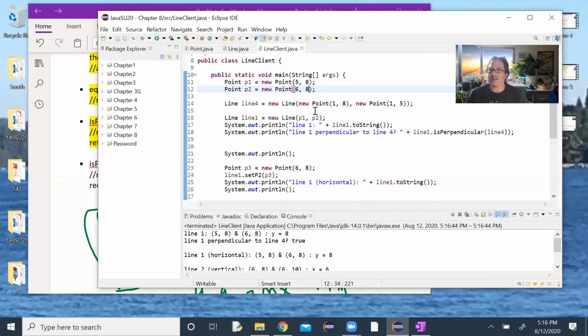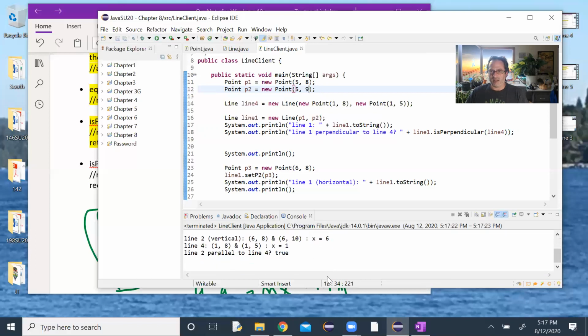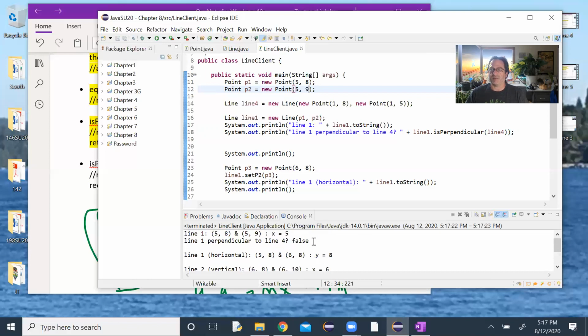Now I checked a non-perpendicular case. We haven't checked two non-horizontal, non-vertical lines. Okay, so now if line 1 is vertical, I should make this a 5 and a 9. So now line 1 and line 4 would be parallel, so they should not be perpendicular. Let's see what happens. Notice down here they are parallel, true. Up here they are not perpendicular, false, good.